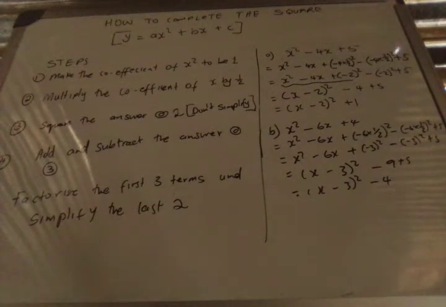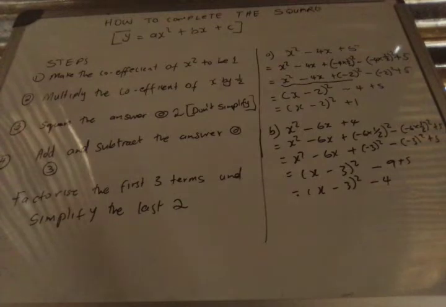So let's see how we complete the square. The first step, we have to make sure that the coefficient of x squared is 1. When we refer to the coefficient of x squared, we are referring to the number that comes before the x squared. It has to be 1 before we can complete the square. From there, we have to multiply the coefficient of x by half. The coefficient of x, again, is the number that comes before x. We have to multiply it by half.